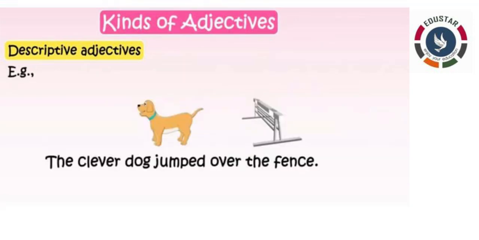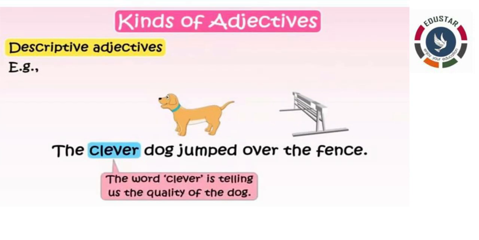The clever dog jumped over the fence. Here, which is a noun, a naming word? Dog. Dog is a naming word. We're going to ask a question. What kind of a dog? What will be your answer? It is clever. So, here the word clever tells us the quality of the dog, and it is the adjective of quality. It also answers the question, what kind? Can you understand which is the adjective here? Clever. The word clever.